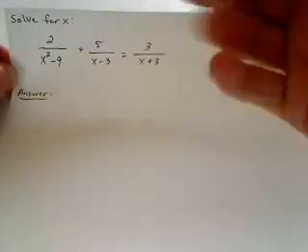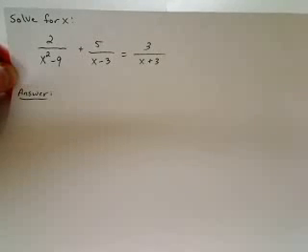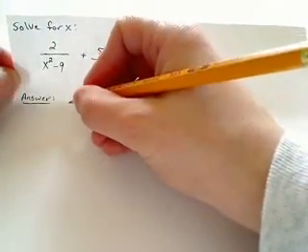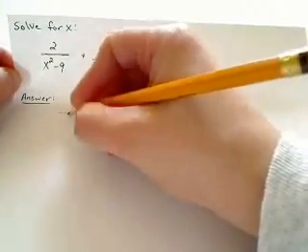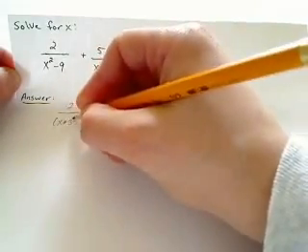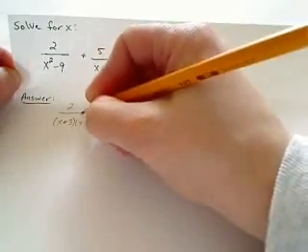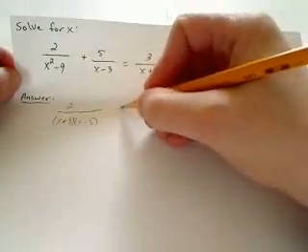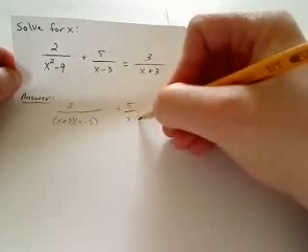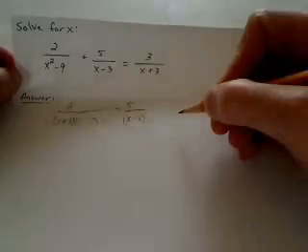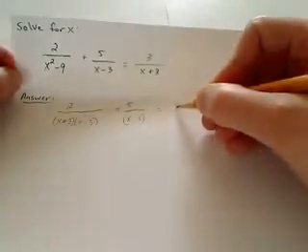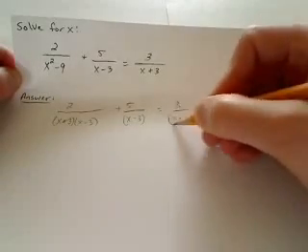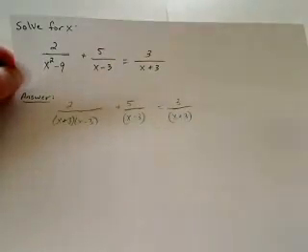X squared minus 9 factors into two binomials. One's going to be x plus 3 and the other one's going to be x minus 3. So let's start factoring this out. We have 2 over x plus 3 times x minus 3. That's factoring out x squared minus 9. And then we have plus 5 over x minus 3, that's all together, so we can put that in parentheses, is equal to 3 over x plus 3. Well, x plus 3 is also in parentheses because that goes together.